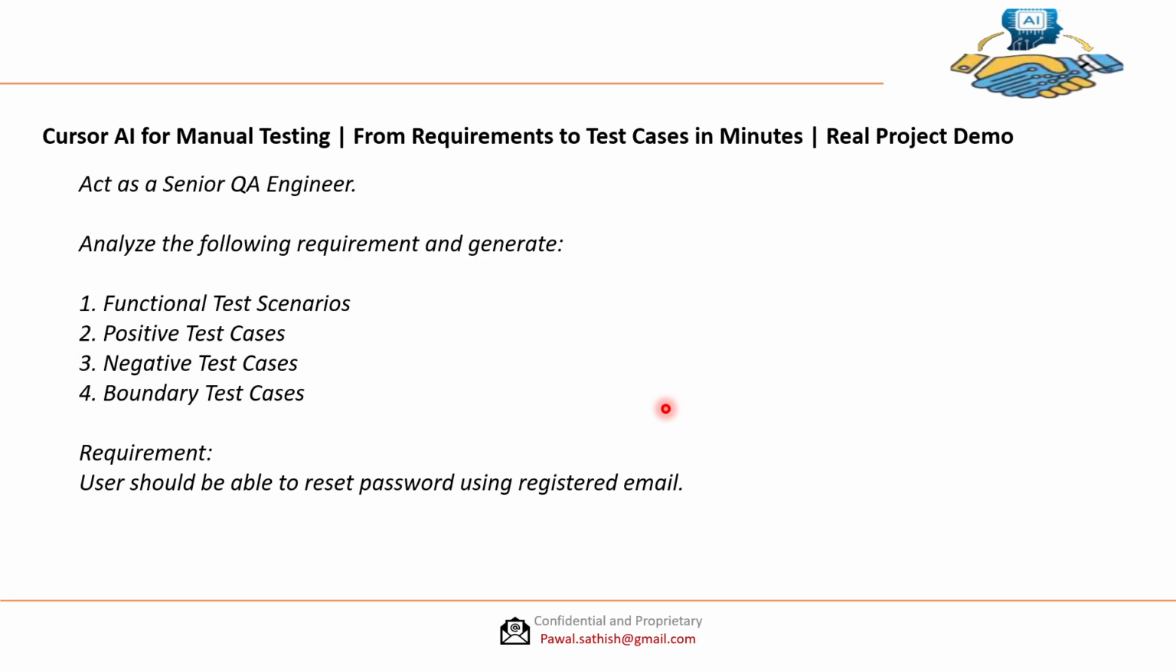Then how will we give the prompt in Cursor AI? Simple. We'll mention: act as a senior QA engineer, analyze the following requirement and generate functional test cases, positive test cases, negative and boundary test cases. You can mention the requirement, for example: user should be able to reset the password using registered email. And if your Jira is already integrated with Cursor, here we just mention analyze the following requirements or attach the reference ID, and generate positive test cases, negative test cases, boundary test cases.